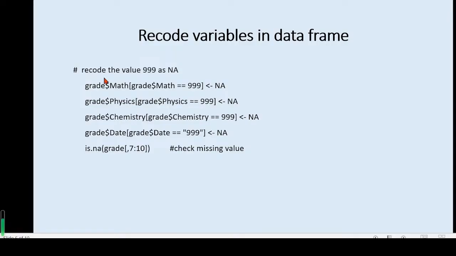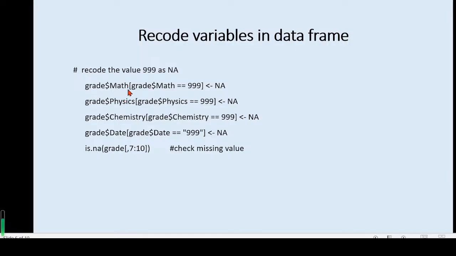So for example, we will recode the value 999 as NA because in the original CSV file, the missing value has been coded as 999. Then after we have read the CSV file into a data frame, we can recode the value 999 to NA, meaning not available, missing value.